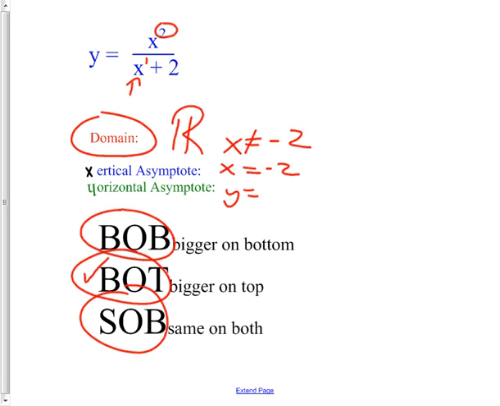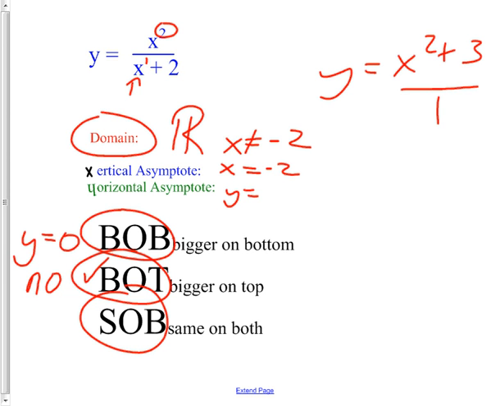And if they're ever bigger on the bottom, then the asymptote is y equals 0. If they're ever bigger on the top, then they're a BOT, and there's no BOTs, which means there's no asymptotes. Is that normal? Yes. In fact, most graphs don't have any asymptotes on them. Most graphs are bigger on top. Most graphs are of things like this, and the bottom is just like a 1, so they're bigger on top. Most graphs are BOTs.